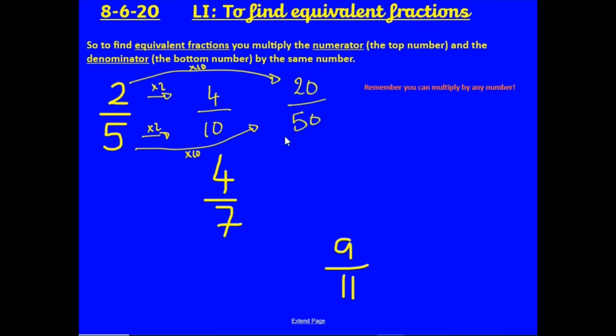And that is the same. These are all equivalent fractions. They will all actually show the same amount. And if I was to simplify 20/50, if I was to go backwards and divide it, it would give me 2/5. So they're all equivalent fractions.